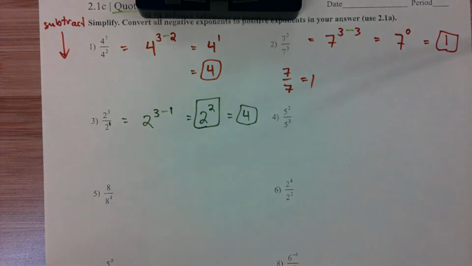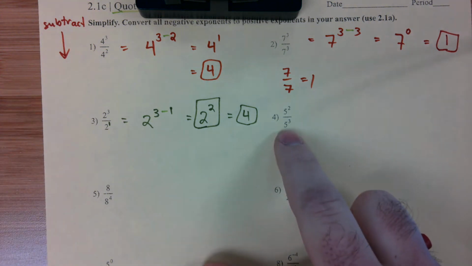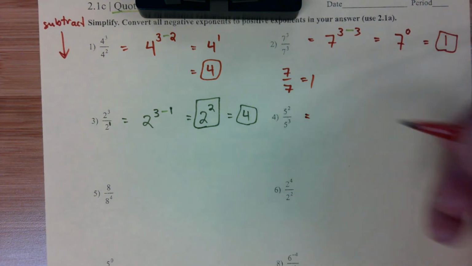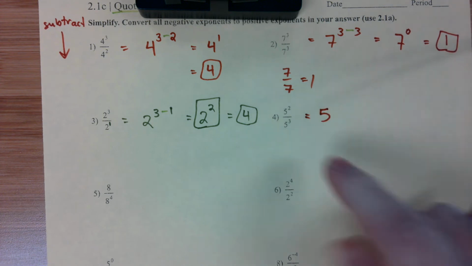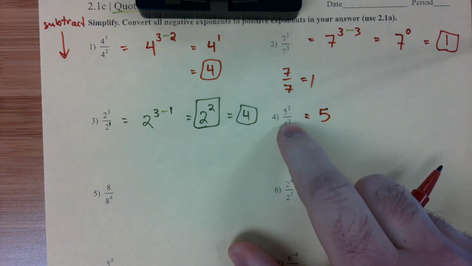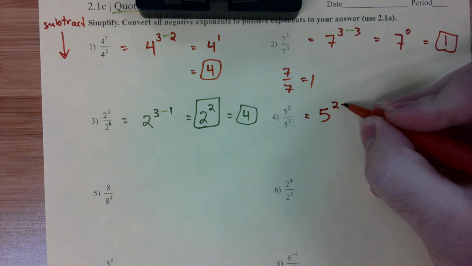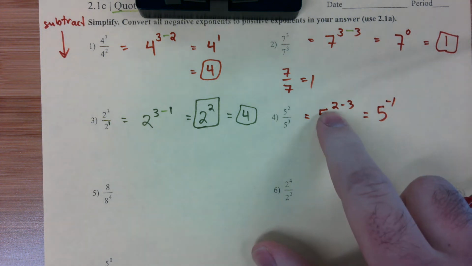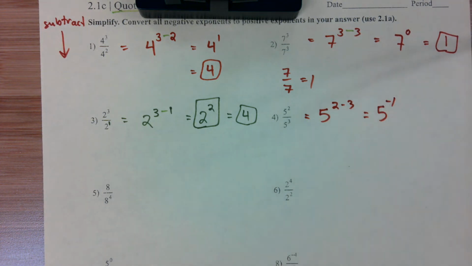For number 4, we got 5 squared over 5 to the third. So now we got something a little different. We've got a bigger quantity on the bottom than we have on the top, right? We got 3 5s down low, 2 5s up top. So we're going to do exactly what we did before. The numerator exponent minus the denominator exponent, 2 minus 3. And that gives us what? 5 to the power of? Very close with 1. Negative 1. It's going to be negative 1. If you start with 2 and take away 3, now you're in the negatives, right?